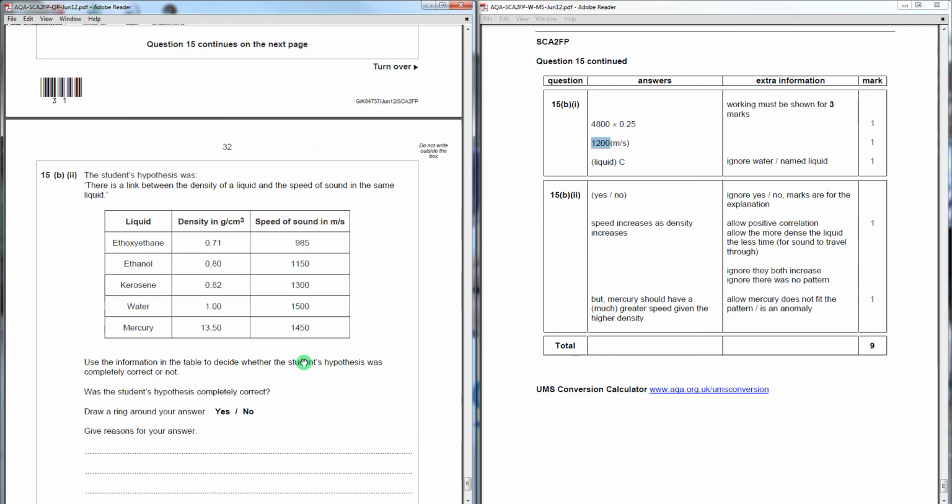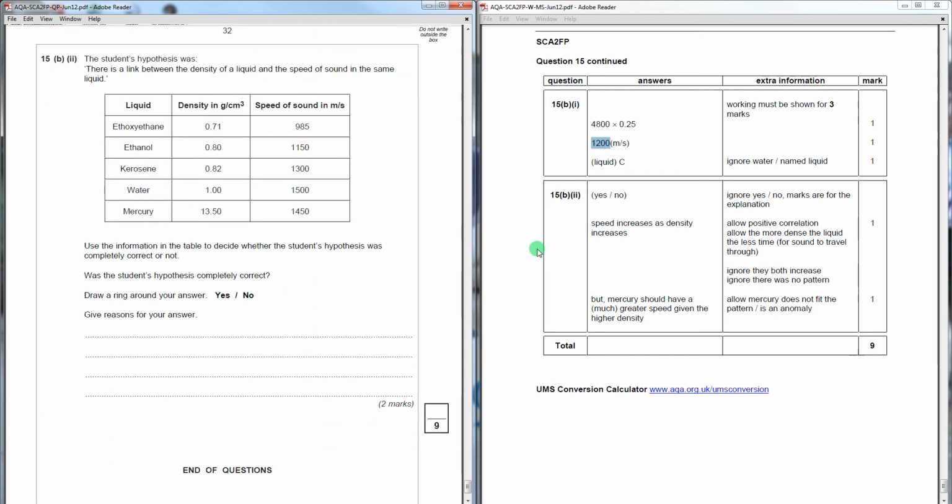And the last part of the question is asking you to describe or to think about a link or a hypothesis. This is just like you do in your ISA. Just like in your ISA, you get a hypothesis, there is a link between density of a liquid and the speed of sound in the same liquid, and some results. So this is exactly the same skills. Use the information in the table to decide whether the student's hypothesis was completely correct or not. Now, the important thing here is to note that in this particular case, it doesn't matter whether you answer yes or no. And the reason is there is one clear thing that supports the hypothesis and one exception.